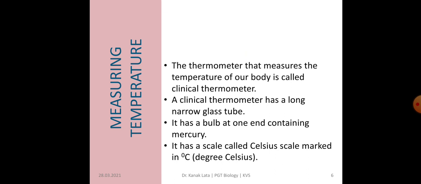Now, measuring temperature by clinical thermometer. The thermometer which is used to measure our body temperature is called a clinical thermometer. This clinical thermometer has a long narrow glass tube. And this tube has a bulb at one end that contains mercury. And also it has a scale called the Celsius scale, marked in degrees Celsius.